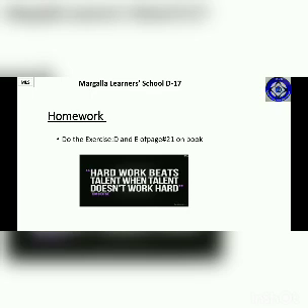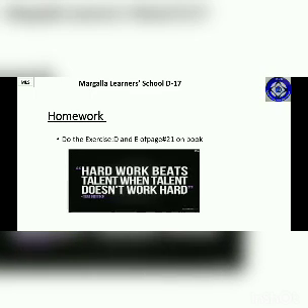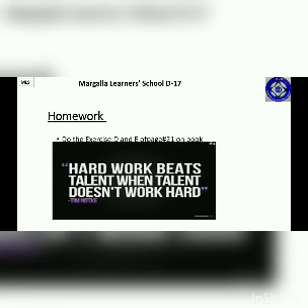And our ending quote of the day is: hard work beats talent when talent doesn't work hard. So hard work is the key to success, and I hope that you are doing hard work during this time.